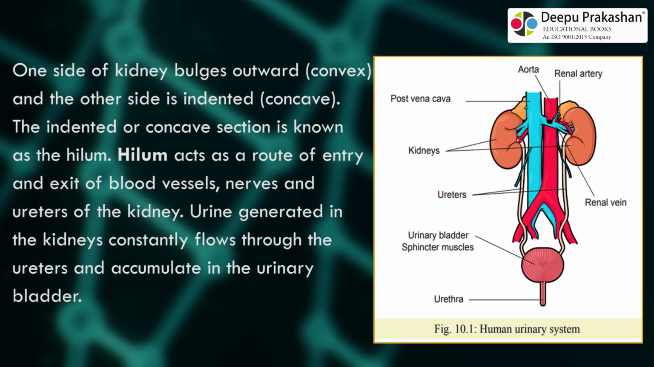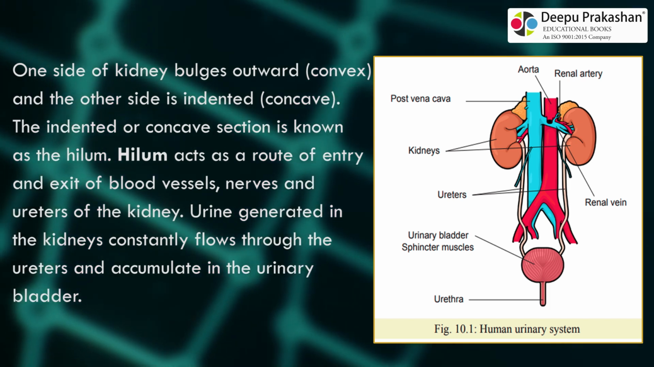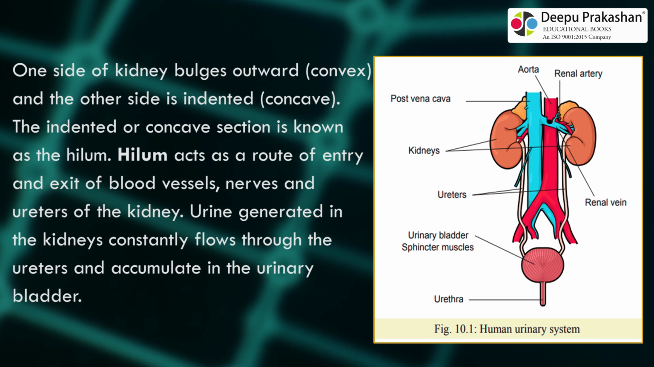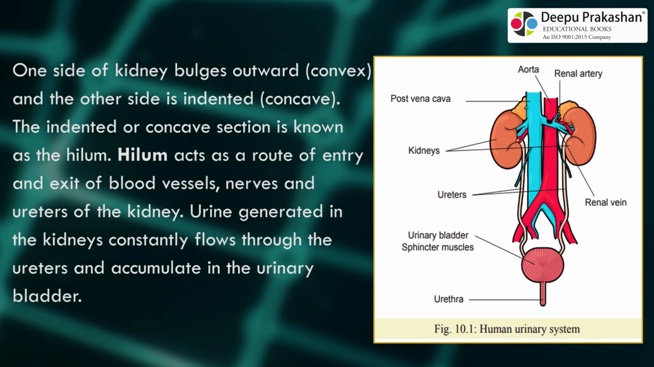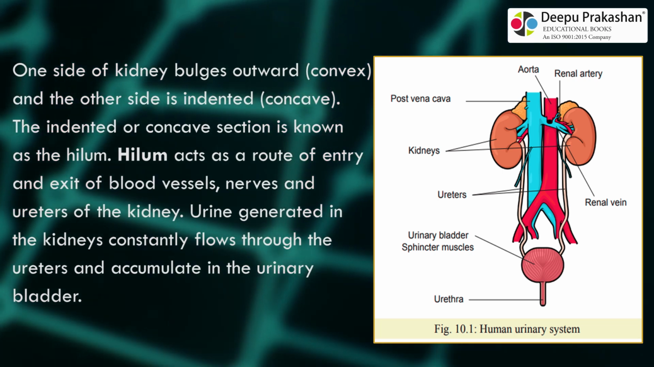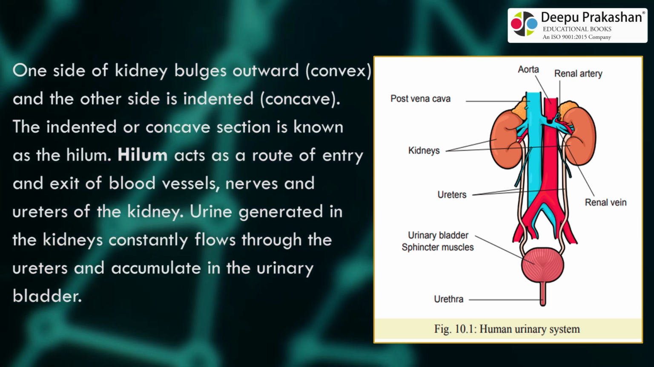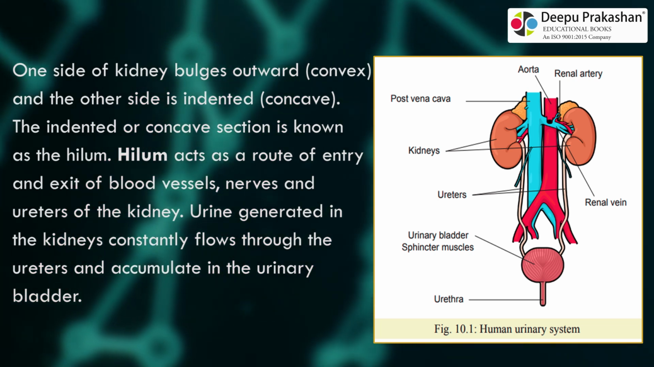The indented or concave section is known as the hilum. Hilum acts as a route of entry and exit of blood vessels, nerves and ureters of the kidney. Urine generated in the kidneys constantly flows through the ureters and accumulates in the urinary bladder.